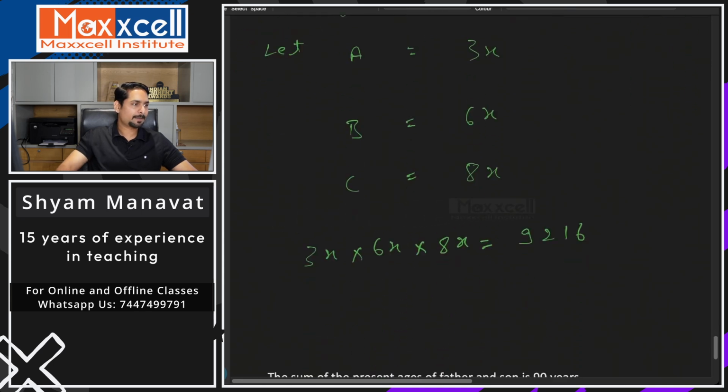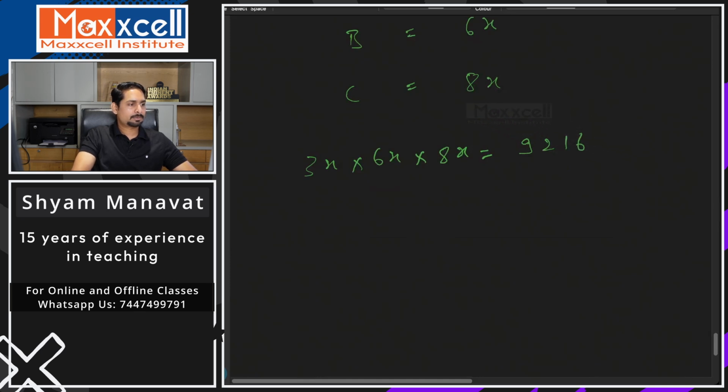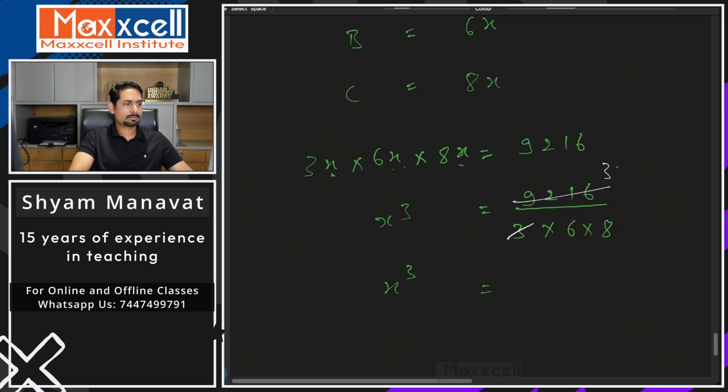Let's simplify this. I'm not a big fan of doing the calculation. First, let us simplify. Let's say x, that is x cube. I'll take the remaining values to the other side: 9216 divided by 3, 6 and 8. Simplify this one by one. Let's cancel by 3. 3, 0, 7, 2. All right.